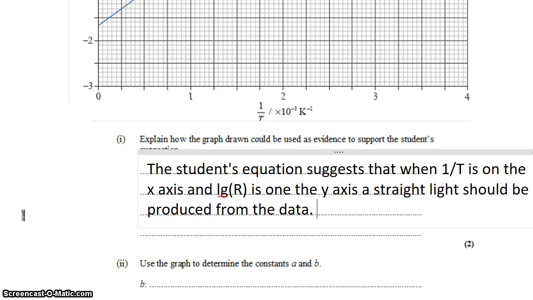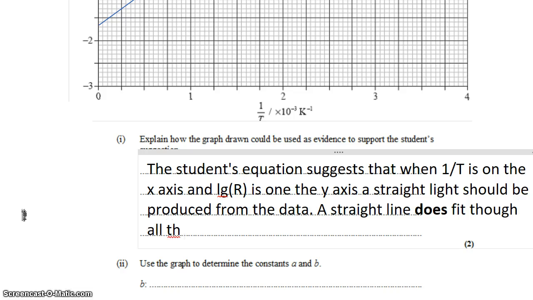And then we can see that a straight line does fit through all the data's error bars, supporting the student's theory.